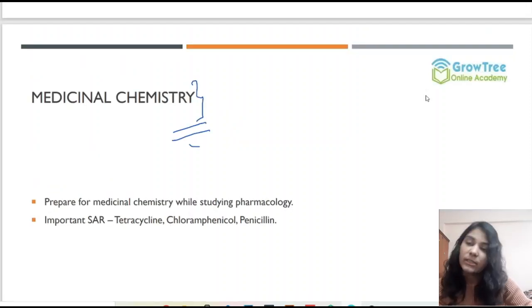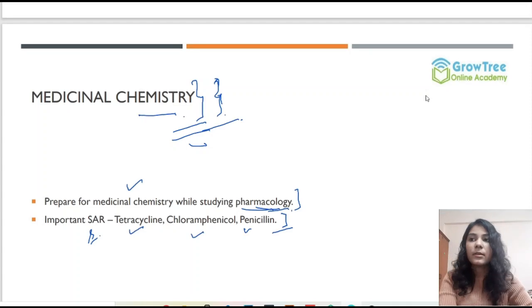Then there is medicinal chemistry, and you need not prepare for it separately. You can prepare it along with pharmacology, and some important structure activity relationships, or SARs, are these: tetracycline, chloramphenicol and penicillin.